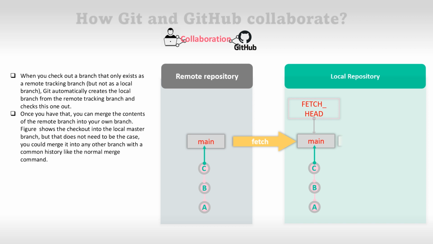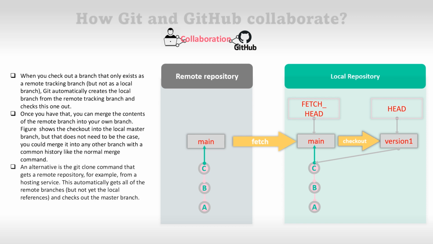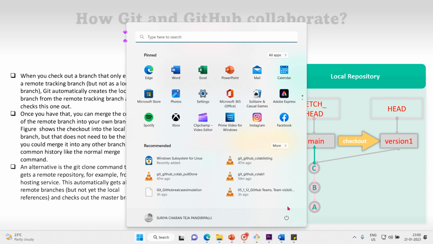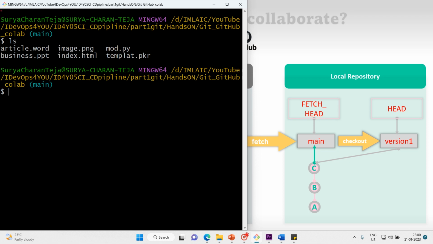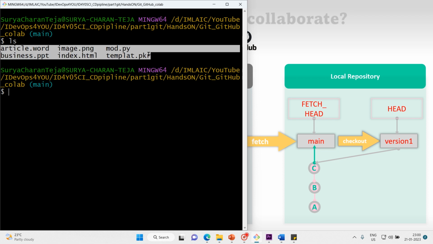So once completely we pulled all the data from remote repo into local repo, now it's time to check out to the new version, so new branch. Let's create new branch and we'll check out to the new branch, and then we will see how many files has been transferred to the new branch. Okay, so we'll continue the same exercise. Let me check list. You can see all the files are there. Of course, all the files are there.